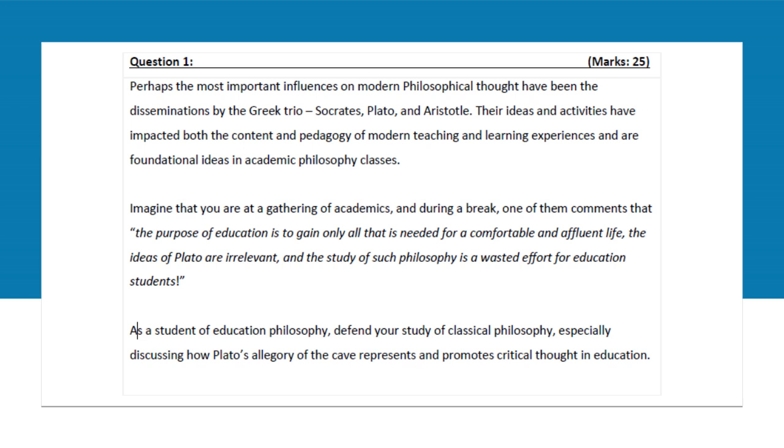The next paragraph now places you in a scenario. Imagine that you are at a gathering of academics. Take note, not a gathering of your buddies having a braai and watching rugby or something like this. This is an actual gathering of academics. So think of it like a symposium or something where people are actually talking about academics. During a break, one of them comments that, and this is what the person is saying, the purpose of education is to gain only all that is needed for a comfortable and affluent life.